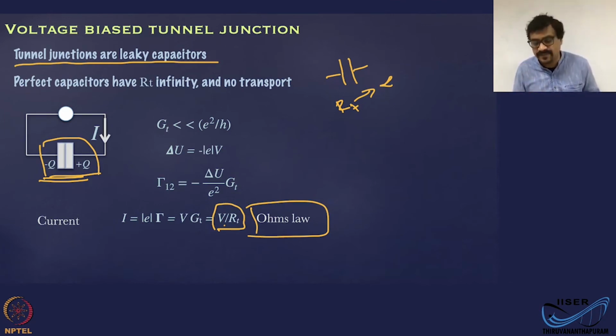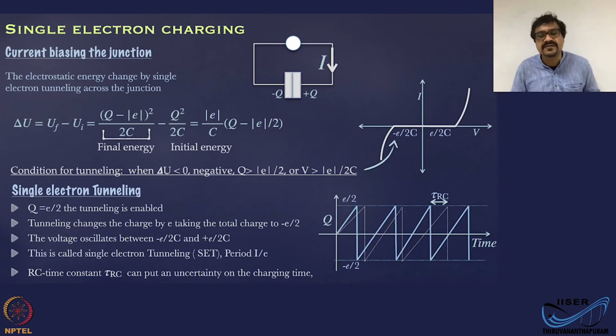That's what it says. Now, let us look at what happens when you have very small capacitance, or when you consider the charging part. In this case, let me assume that the junction is current biased. When I say current biased, it means there is a constant current applied. There is a current source which pushes the electrons at a constant rate. The current is constant. It will maintain a constant current, or the current source has a very large internal resistance.